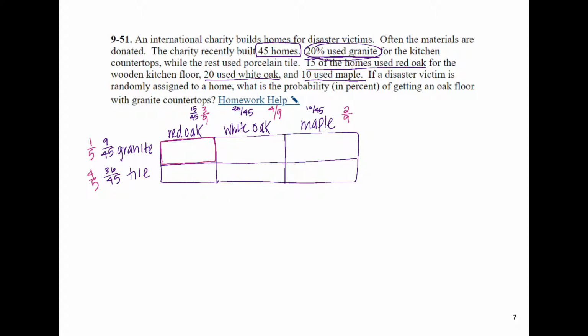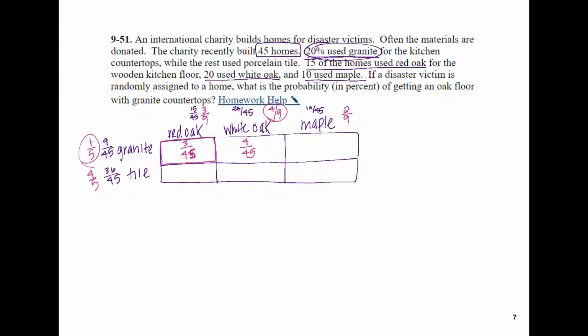the probability of choosing granite and red oak would be. So granite and red oak, when we multiply, 3 times 1 we get 3, 5 times 9 is 45. When we multiply white oak and granite, 4 times 1 is 4, so we're using 4/9 and 1/5. 9 times 5 is 45. This should have been a 5, excuse me.